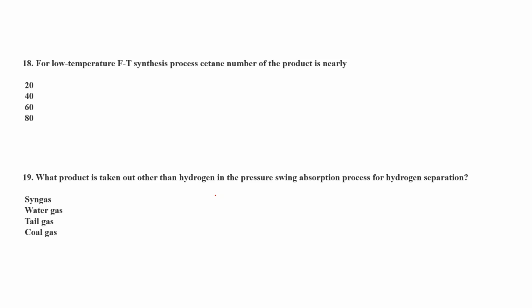The next question is for low temperature Fischer-Tropsch synthesis process, cetane number of the product is nearly. In the low temperature, as I have told, the gasoline to diesel ratio is 1:2. So more diesel is produced. So basically here, cetane number is more at low temperature, which is 80.